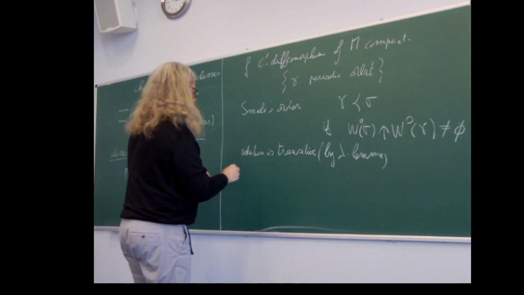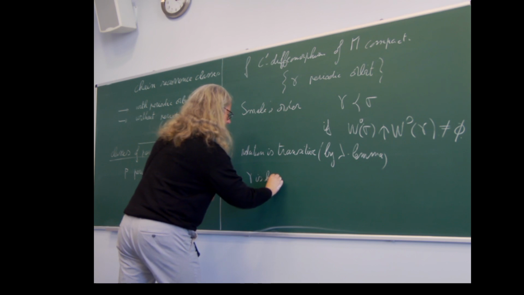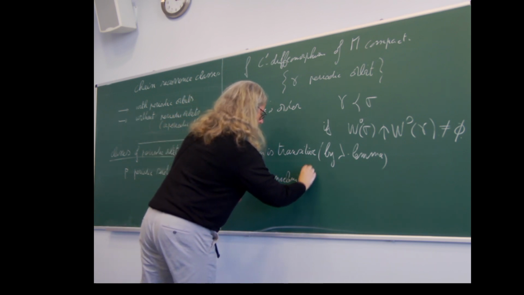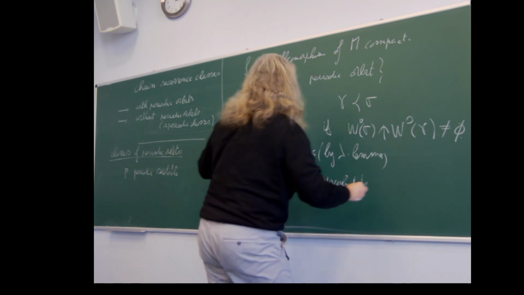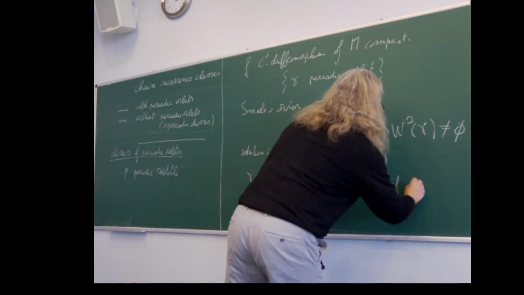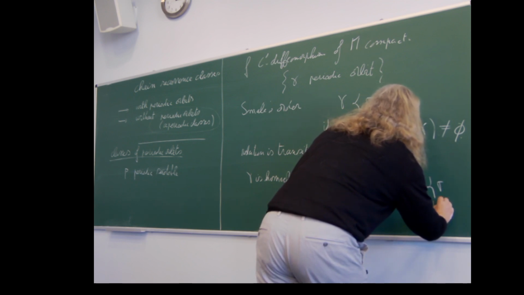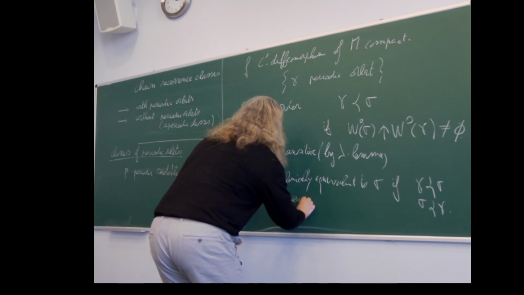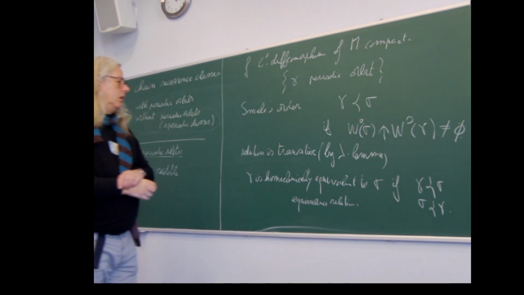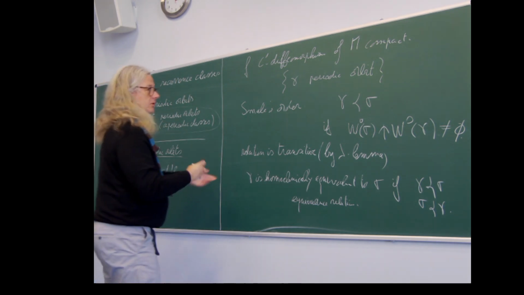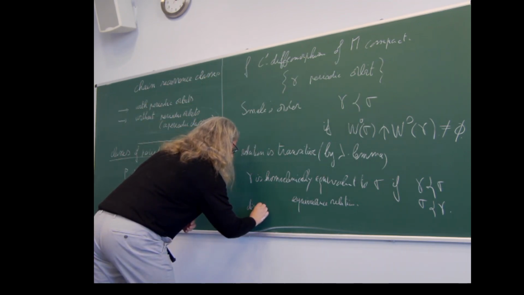So now if you symmetrize it, you will say that gamma is homoclinically equivalent to sigma if gamma is less than sigma, and reciprocally sigma is less than gamma, and that is an equivalence relation. This implies, since we require transversality, that in fact the dimensions of the stable manifolds are the same.